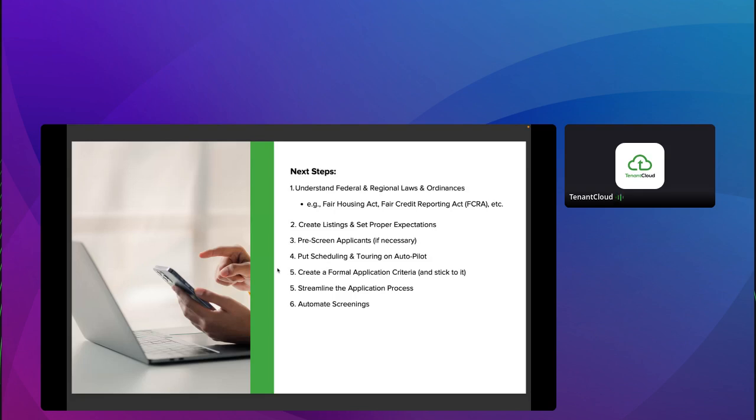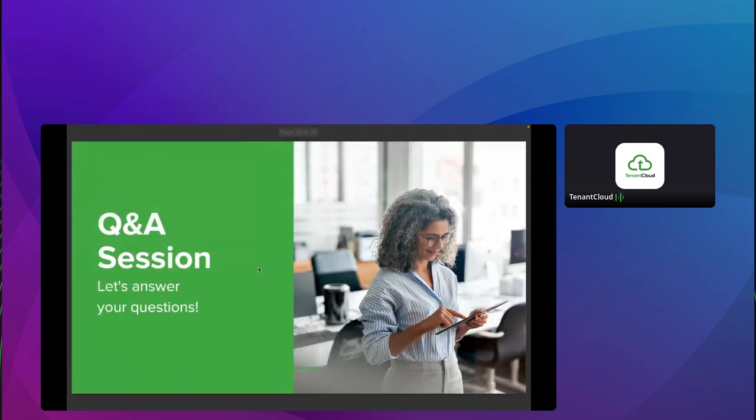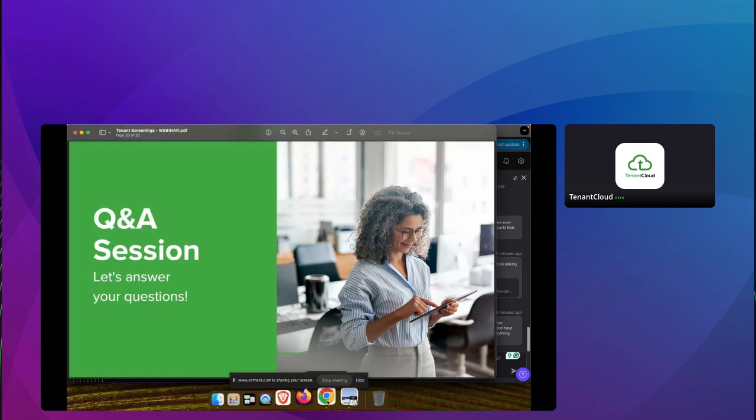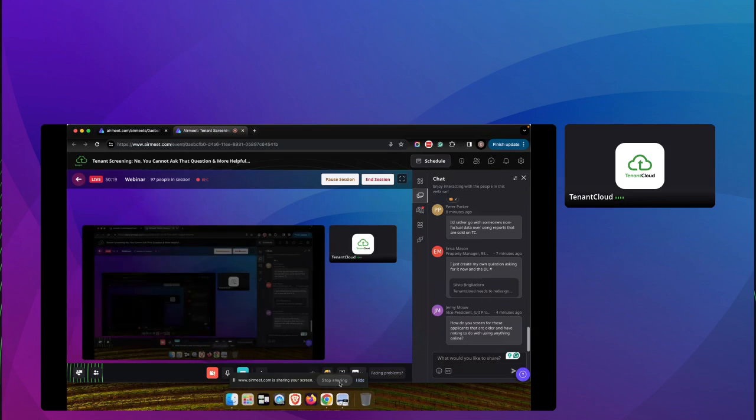Create a formal application criteria and stick to it. That's important. Streamline the application process and automate your screenings as much as possible, unless, of course, you need to incorporate something manual into the process. So, with all that being said, we're going to conclude the presentation portion, and we are going to do a Q&A and answer your questions.